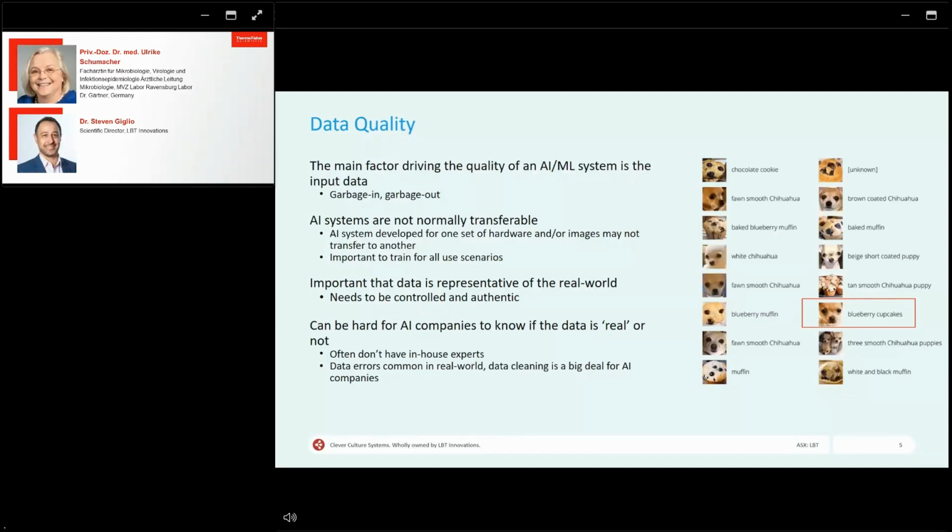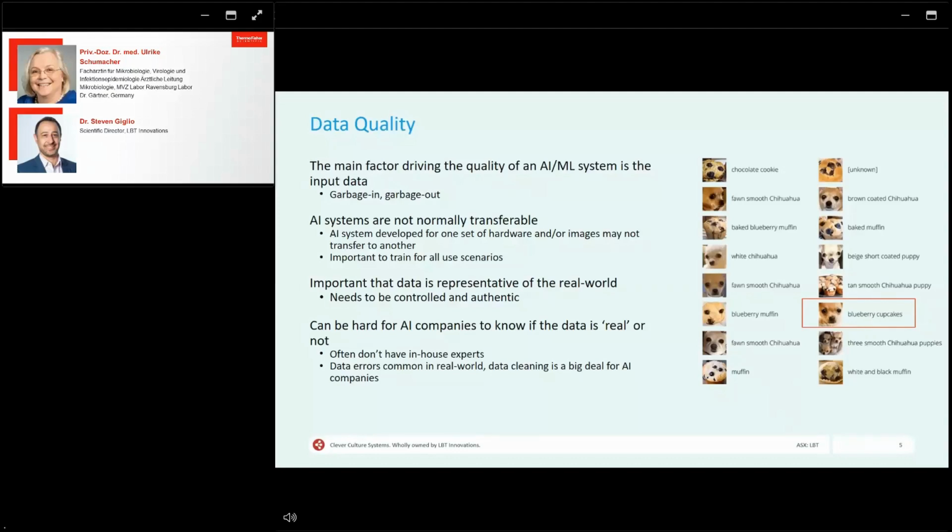One of the big drivers in AI is data quality. We're starting to really understand this in earnest. The main factor driving the quality of any AI system or machine learning system is the data. And so the old garbage in, garbage out is relevant here as well.